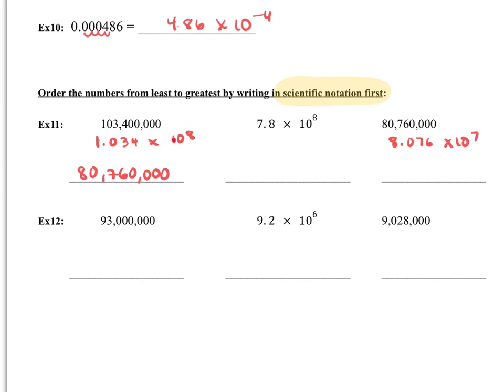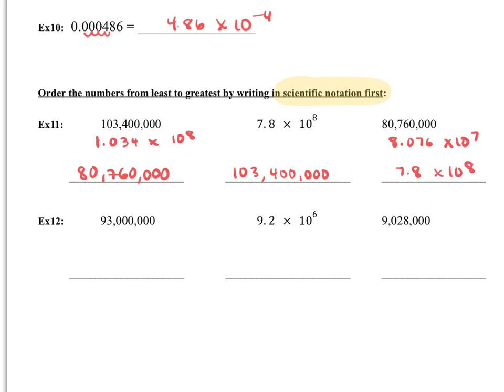So next, I've got these two numbers that both have 10 to the 8th power. So the next thing I'll look at is their C values. This C value is 7.8. This C value is 1.034. So that means that 7.8 is going to be bigger. So my next number is going to be 103,400,000. And then my final greatest number is going to be 7.8 times 10 to the 8th.